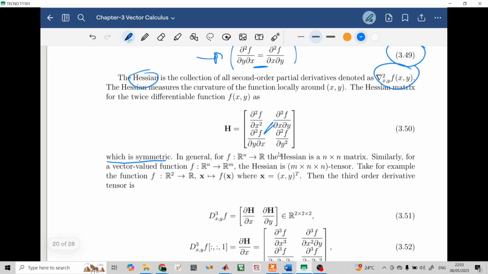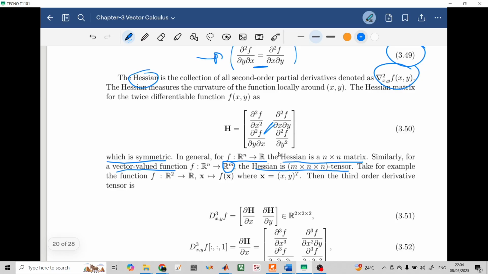Okay. So in general, for an n dimensional multi-valued function, right? So this is a multi-valued function that takes a vector and maps it to a scalar. The Hessian is a square symmetric matrix. It's n by n, right? If the function is vector valued, you will get a Hessian tensor. It's m by n by n. N is the dimension of the input vector, right?